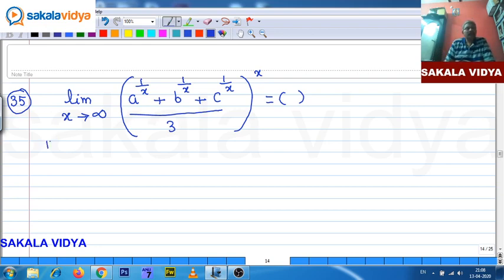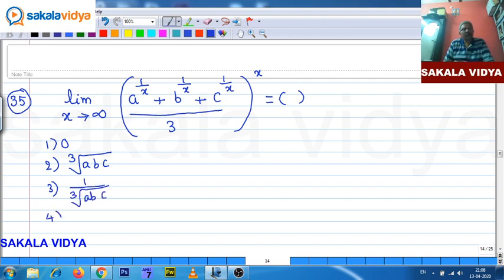So, first option is 0. Second option is cube root of abc. Third option is 1 by cube root of abc. Fourth option is 1. This is a very important question. I will discuss in between some important problems also here. Please note down, all of you note down.